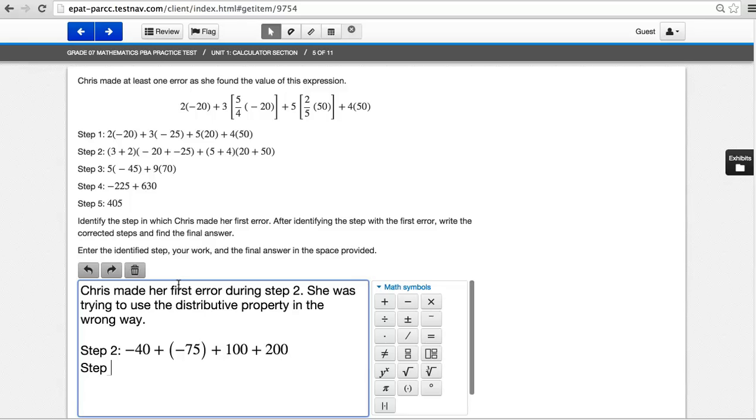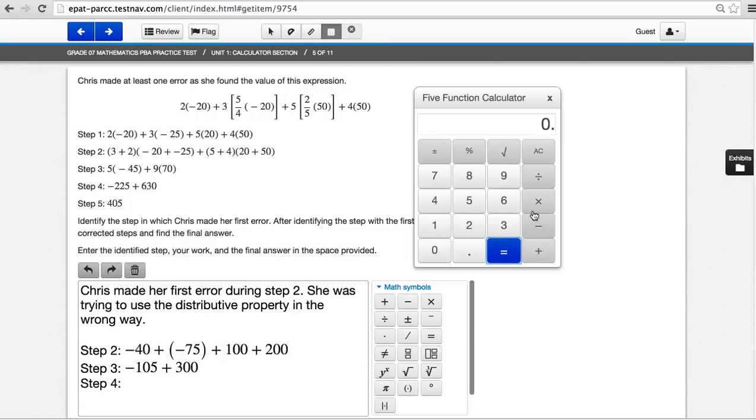Step 3 would have been just adding. You could combine the negative numbers first. So negative 40 plus negative 75 would have given us negative 105. And 100 plus 200 would have given me 300. And lastly, step 4 would have been just adding the final total. So negative 105 plus 300 would have given you, and we can always use the calculator function right here. You could enter 105 as a negative number and then add that to 300 to get your answer of 195, and then click the next button.